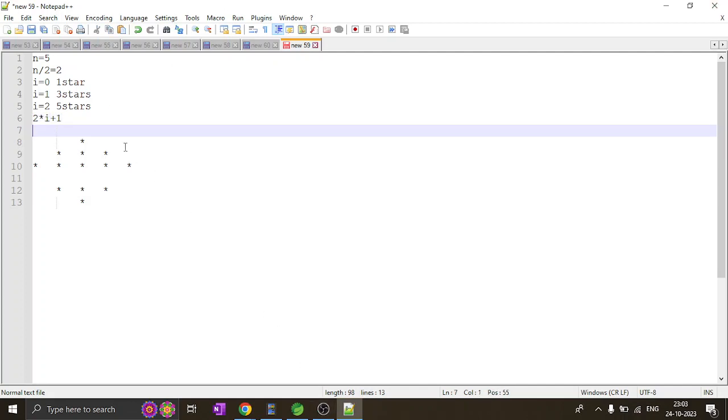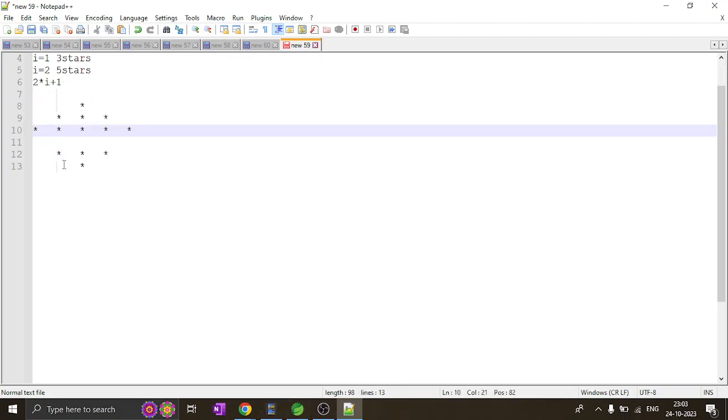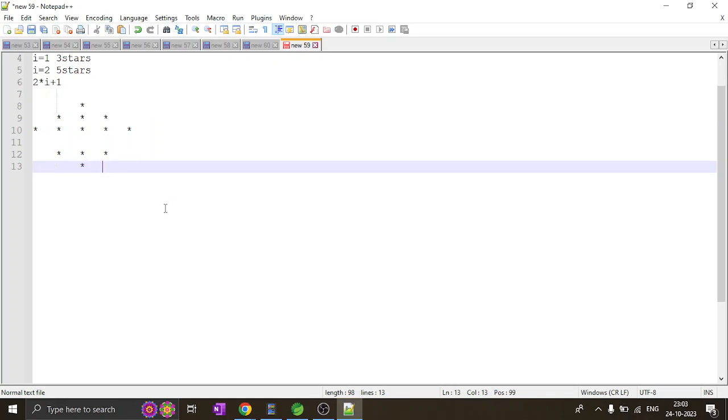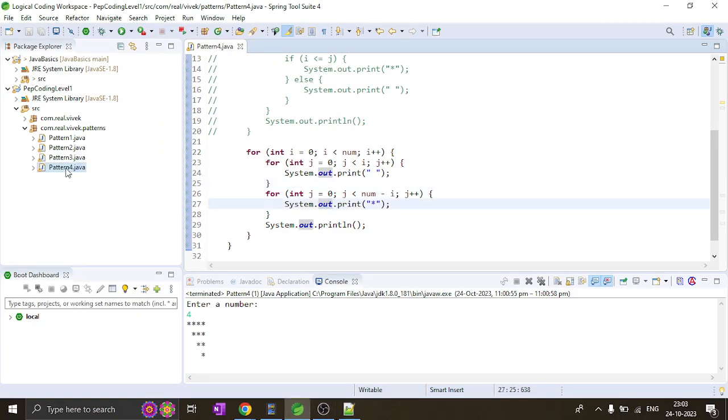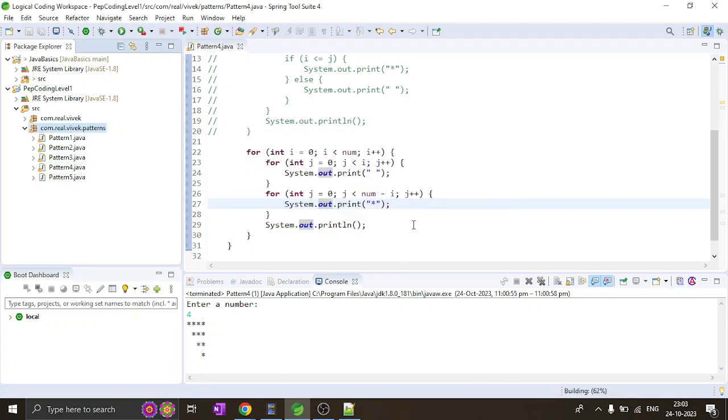So let's try to print this upper portion first and try to debug, and then have this lower portion again, right? First. So let me create a class again called pattern 5.